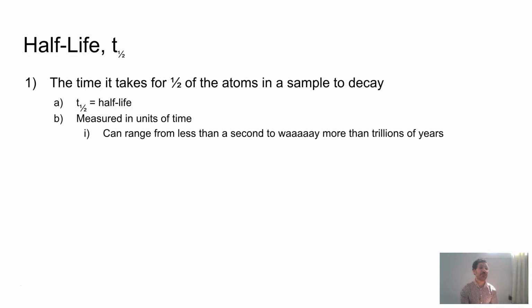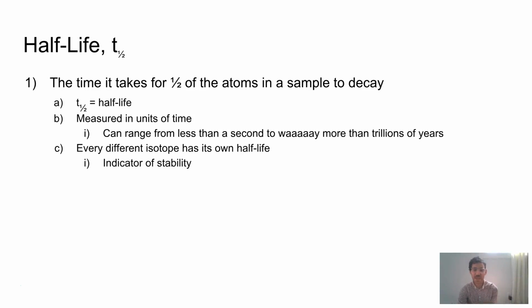And so this can be really, really short, from less than a second to super long, trillions of years. Each different isotope has its own unique half-life. And so this is kind of an indicator of its stability. If it has a very long half-life, that means it's going to sit around for a long time, and that's pretty stable. If it reacts in the blink of an eye, I would say that it's very unstable because it didn't last very long.